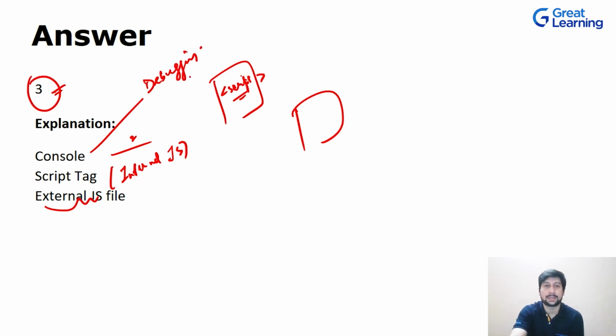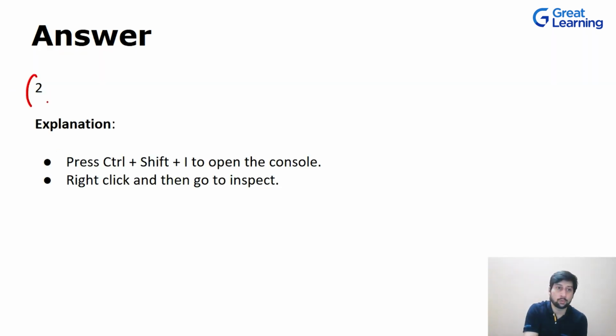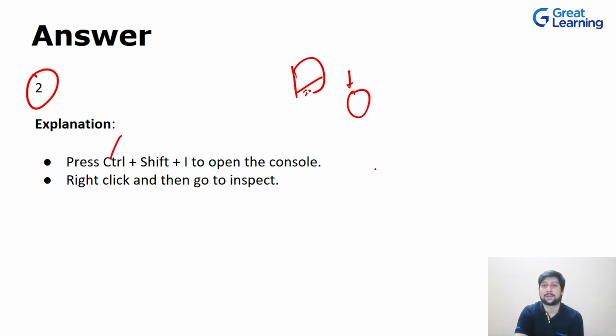Now let's move on to our next question. How many ways are there to open your console? As I told you, this console is used for debugging. There are a total of 2 ways with which you can open your console. One is Ctrl+Shift+I, you press these buttons, and another is when you right click and go to Inspect. It will open up a window, and in that you can go to the Console tab. There are a lot of other tabs like Elements and so on. You can go to the Console tab and start writing your code.